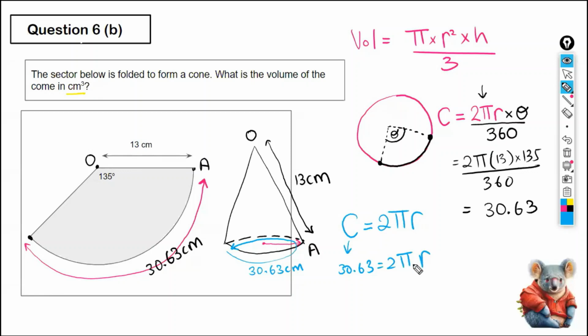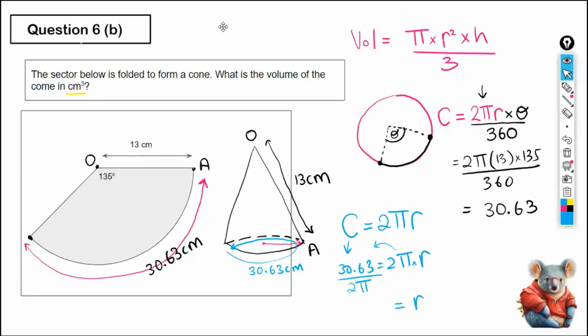And I just showed you all how to do that in the question before. The 2 pi's are multiplied, throw it across, it becomes a divide. So see if you can get the radius of the base of the cone for me. Make sure you take down everything on the screen. I'm going to have to erase a lot of things to continue the question.